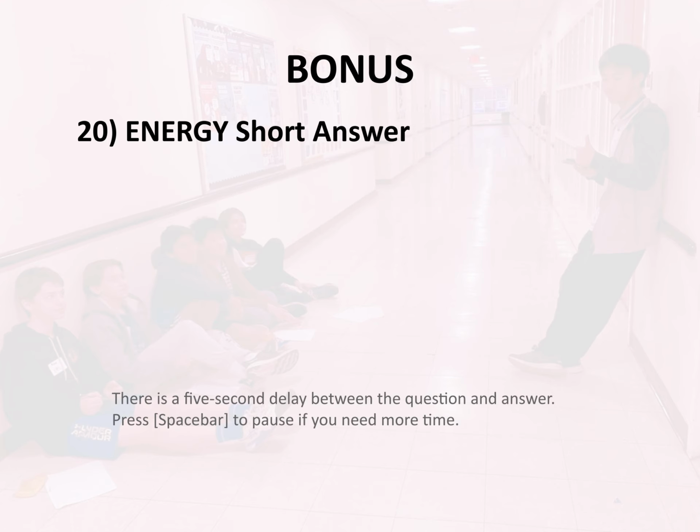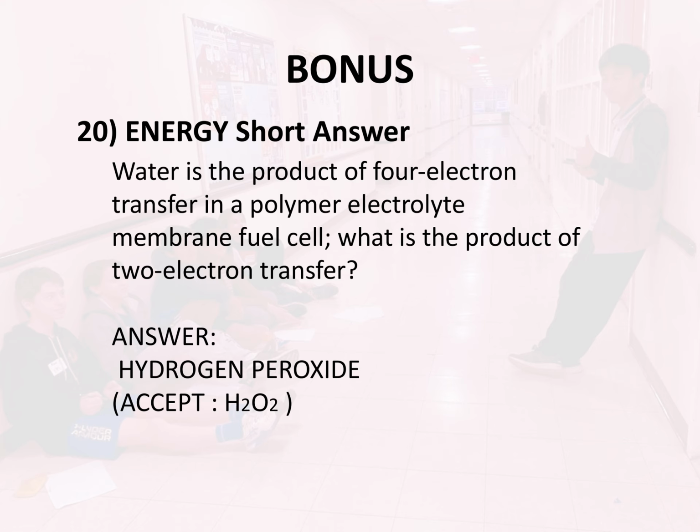Bonus. 20. Energy. Short answer. Water is the product of 4 electron transfer in a polymer electrolyte membrane fuel cell. What is the product of 2 electron transfer? Answer. Hydrogen peroxide.